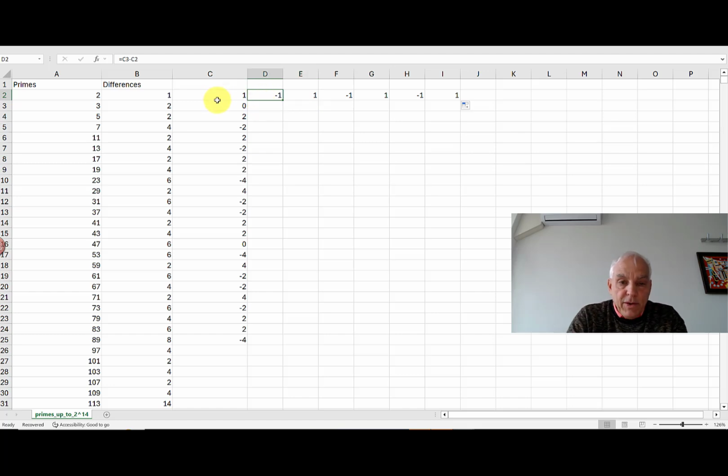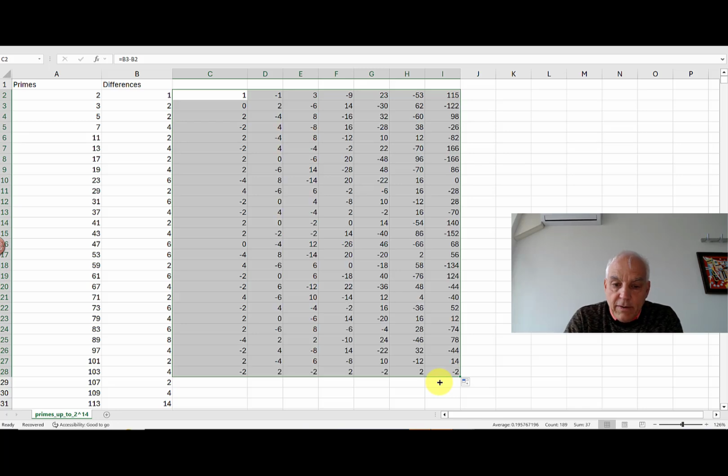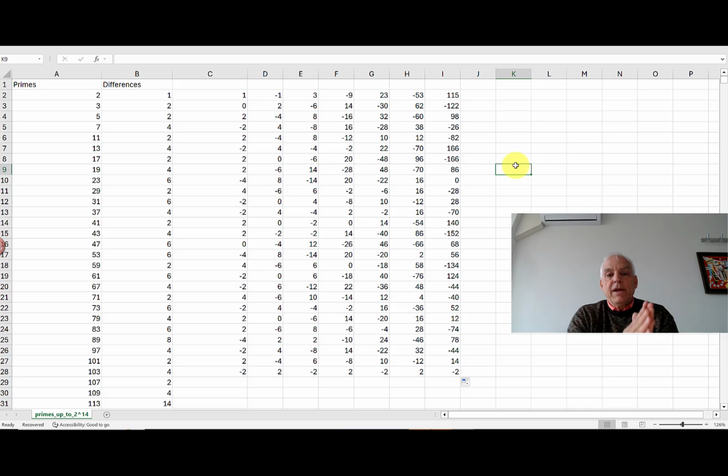So one thing we could do is grab all of these, grab that whole row, and drag the whole thing down. Okay. So I've now, at one stroke, created multiple differences. And okay, that's pretty cool.